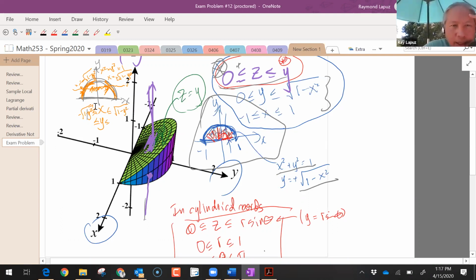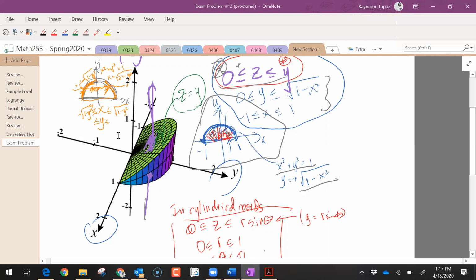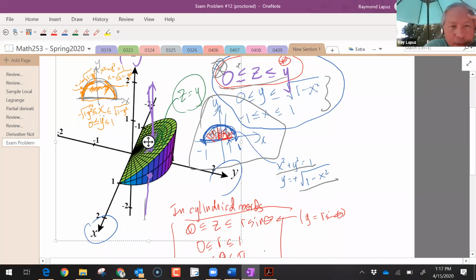And then you come out of that, and now your y limits are constants. That's just going to go from 0 to 1. Whatever you're finding the limits for, as long as it's not the last limits, because the last limits are always constants.